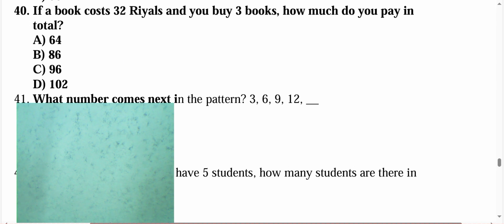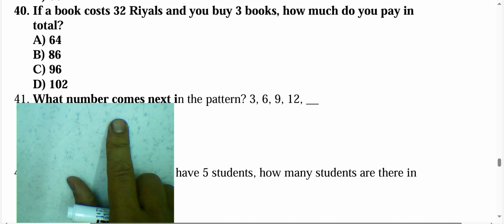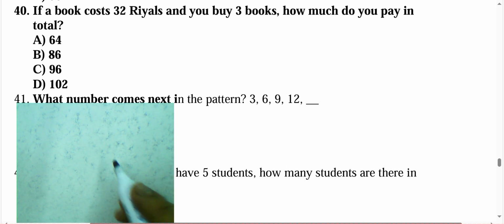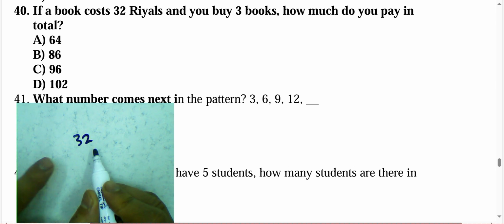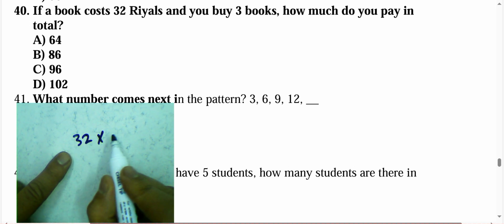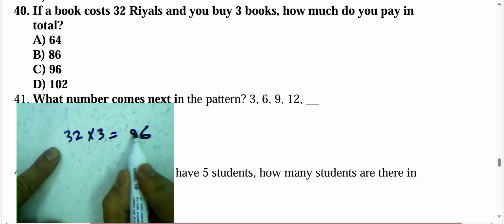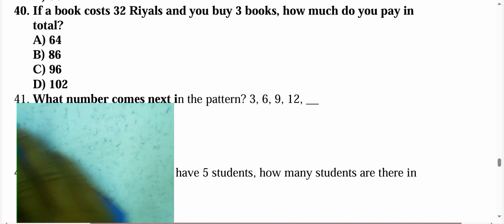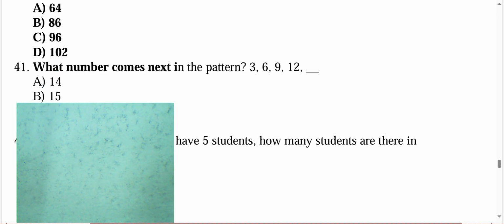If a book costs 32 riyals and you buy 3 boxes, how much do you pay in total? Okay, we have 32, the price of one book, and you buy 3 boxes. How much will you pay? We can write 32, the price of each book, multiplied by the number of boxes. 3 times 2 equals 6, and 3 times 3 is 9. Then the total will be 96. 96 riyals.